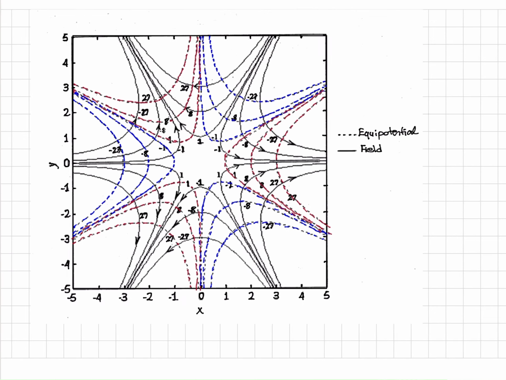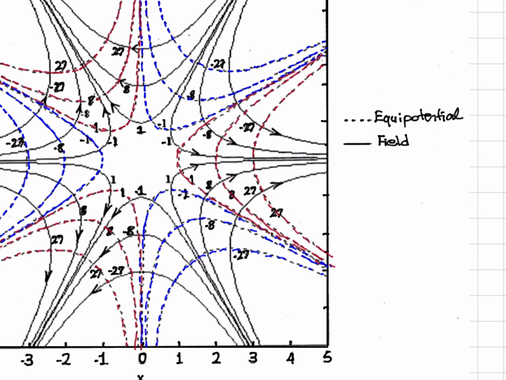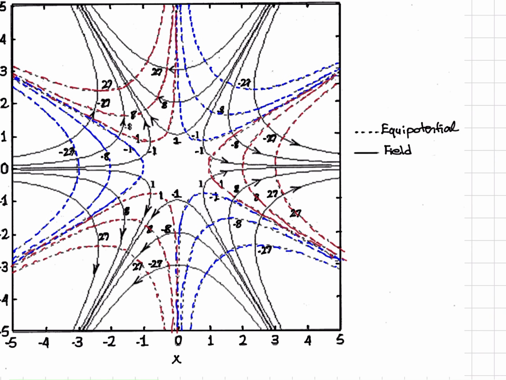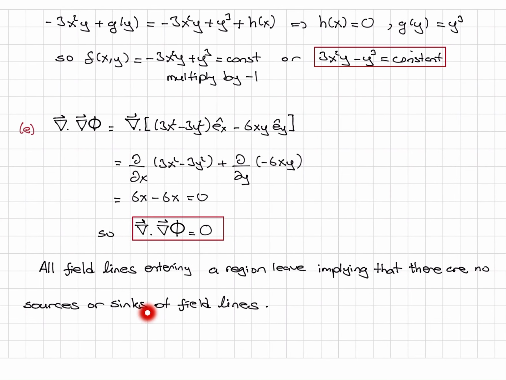So we can observe that these field lines are always perpendicular to the constant equipotential surfaces, which are equipotential surfaces. And then we also know that the divergence is zero, which means wherever you look at in this plot, the number of field lines entering and leaving are the same, which implies that there are no sources or sinks of the field lines.